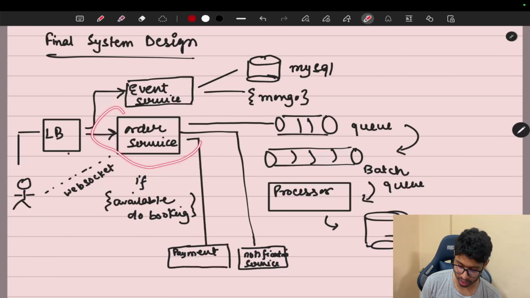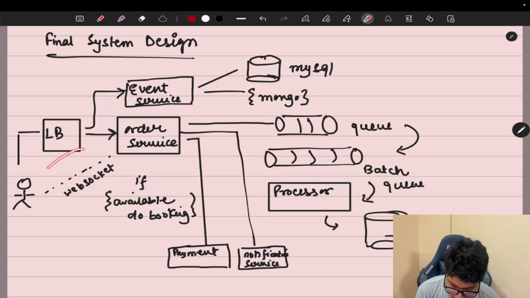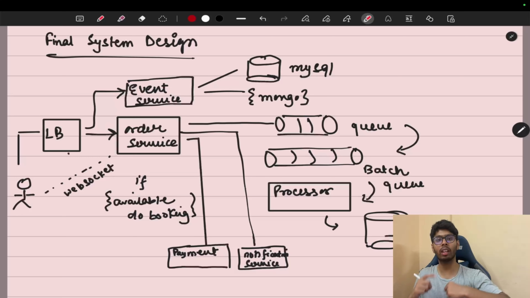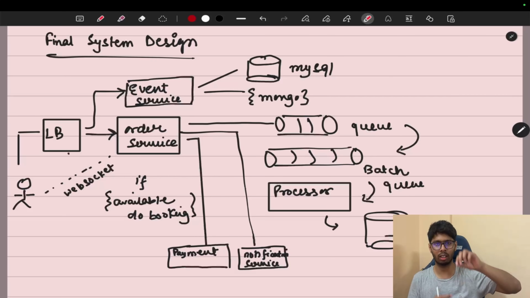Now in the order service, things are a little bit different. There are some overheads that we have discussed in this video related to queues. There's a WebSocket that I told you about. Whenever the number in the queue changes, we have to inform the user with the help of the WebSocket. Now whenever there is an order, if there is space in our section, we can simply make an order. We will go to the payment service and notification service. We will make a lock on our particular seat and do the booking.